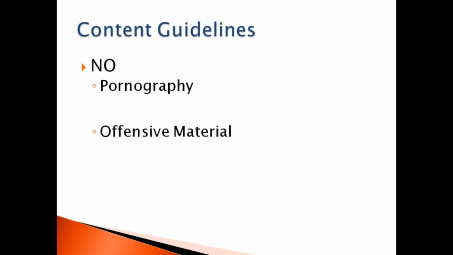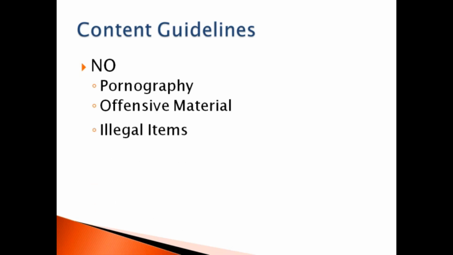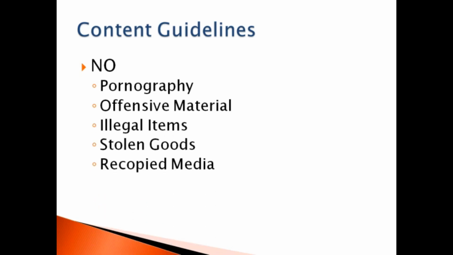Now let's talk about content guidelines. Essentially, what does Amazon allow you to do and what does Amazon not allow you to do? Most of this slide is going to be made up of things that Amazon does not allow. For example, they do not allow pornography. They do not allow offensive material, illegal items, stolen goods, recopied media. I think that's pretty much self-explanatory, that most sites don't allow illegal stuff or pornography or adult material.